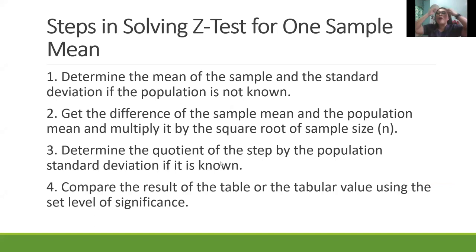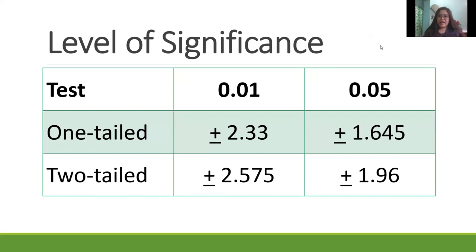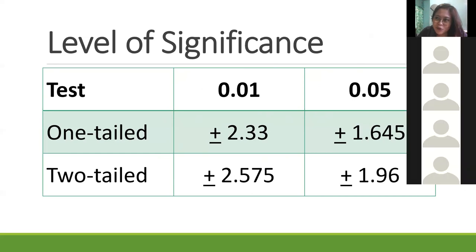And then, pag nakuha na nimo ang z-score, we call it the z-score, compare the result to the table or the tabular value using the set level of significance. Okay? So, at the start of the hypothesis testing, you have to decide unsa na level of significance ang gamiton. So, it can be sa table. This one is the table na gamiton na nato, ha, sa pag-decide. So, mag-decide ka whether to set the level of significance at 0.01 or set it at 0.05. And another decision that you are going to do is whether your test is a one-tailed test or a two-tailed test. Okay?